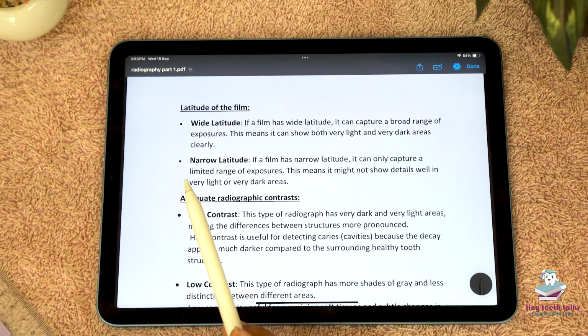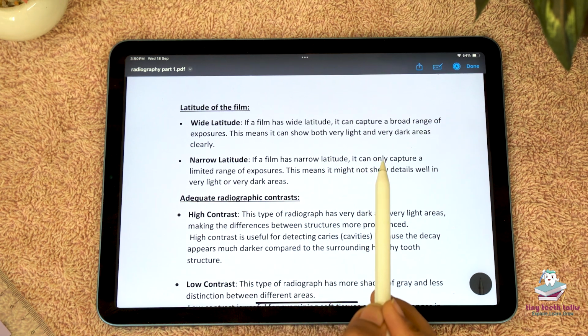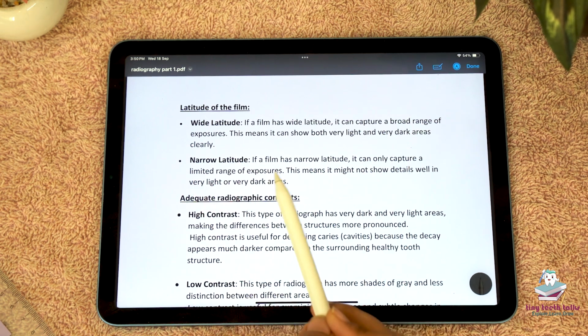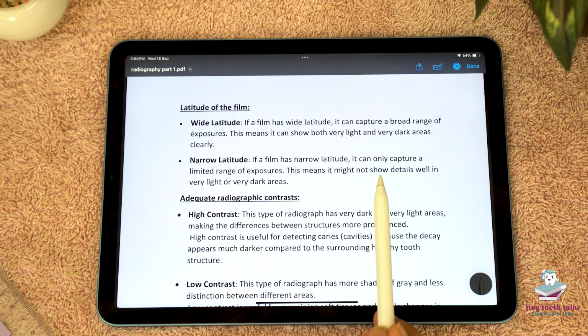If the image has a narrow latitude, it means a narrow range of exposure. If a film has a narrow latitude, it can only capture a limited range of exposures. This means it might not show the detail well in the very light or very dark areas.